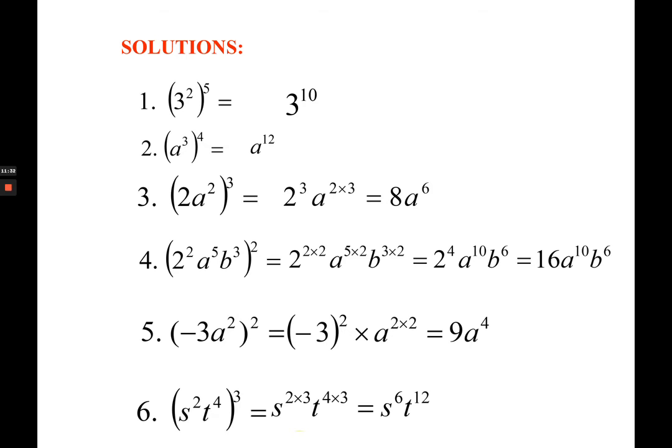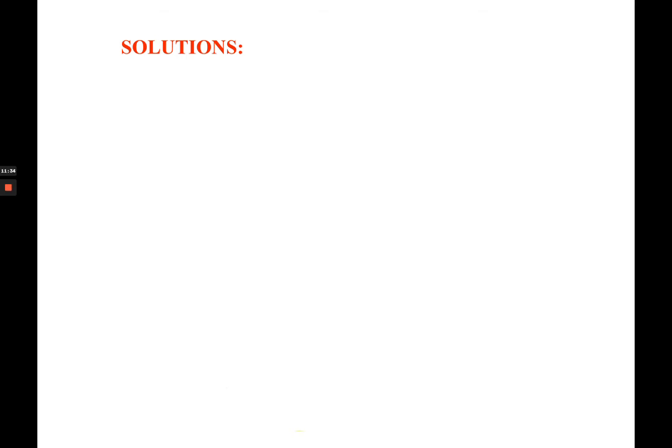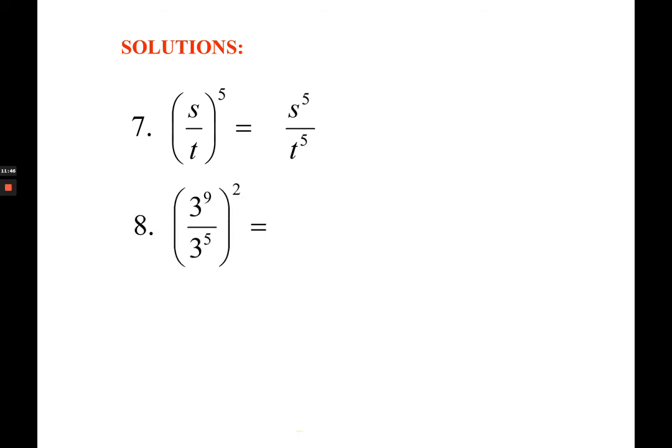Let's have the next 7 to 10 on the next page. Next slide, you have a quotient. Each receives the same power. So you have s to the power of 5 all over t to the power of 5. That's how simple it is. Now you are going to distribute 2 times 9 and then 2 times 5. Oops, what happened here? So there was a simplifying. 9 minus 5, it applied the second property, which is quotient. You subtract, 9 minus 5 is 4.